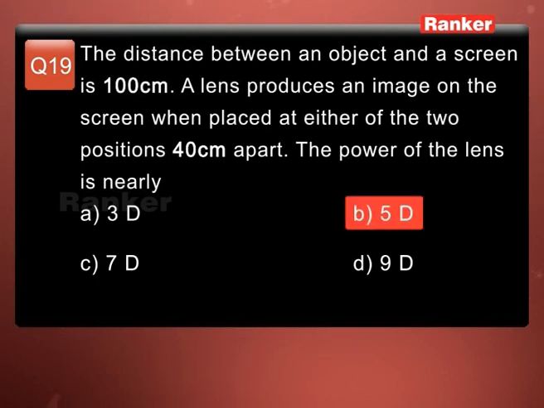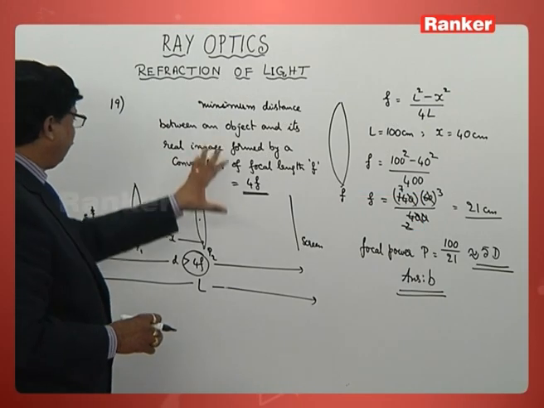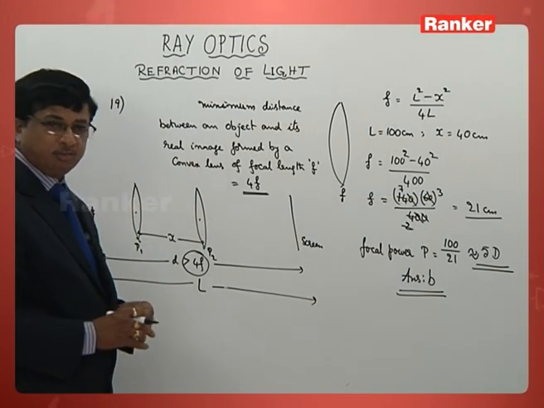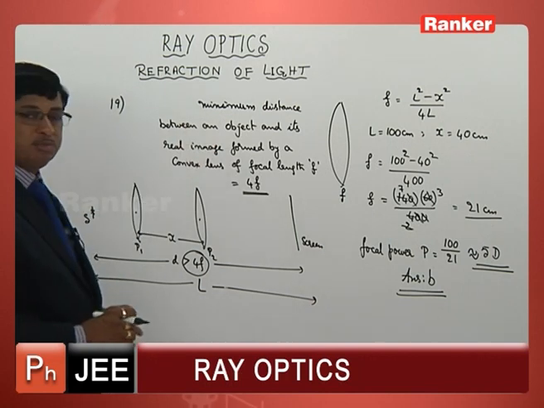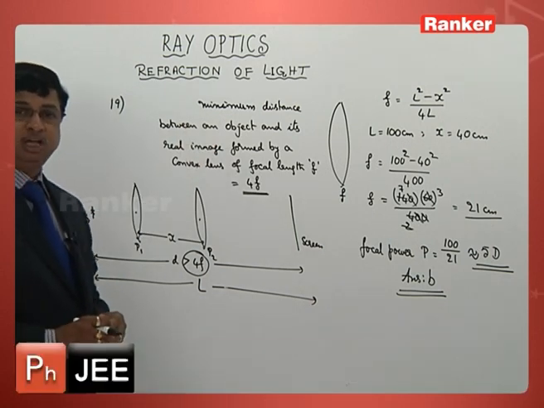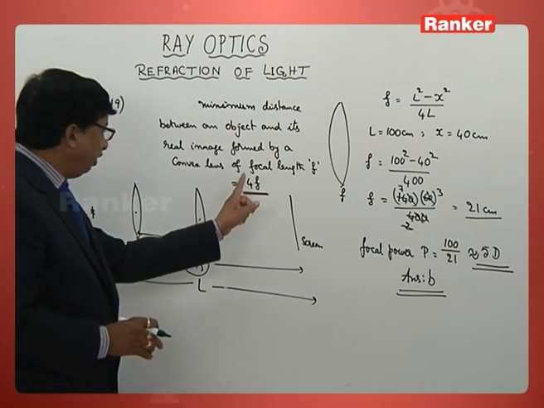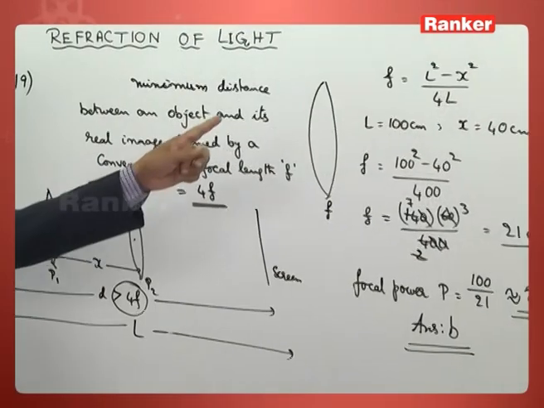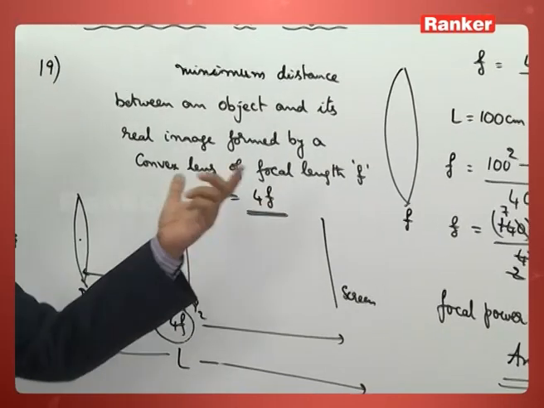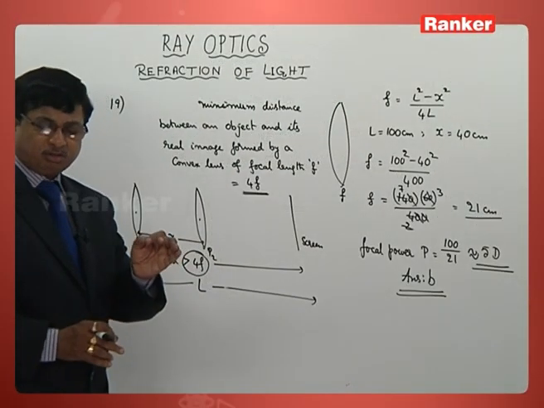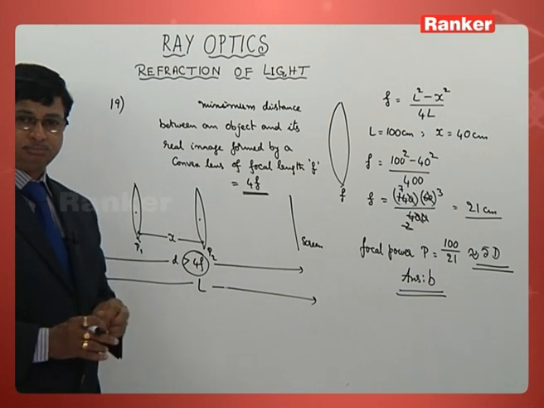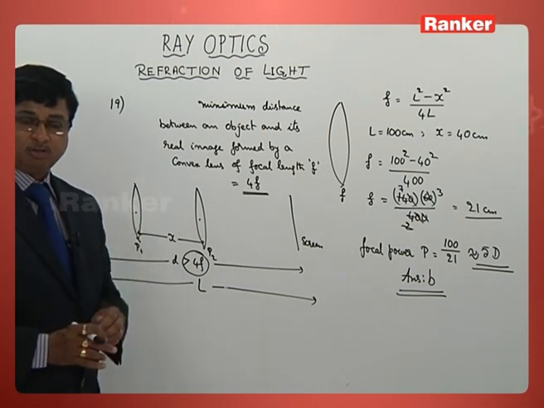That is the concept. What we should understand in this particular method is, what is the minimum distance between an object and its real image formed by a convex lens of focal length f? It will be 4f. So the distance mentioned here as 100 centimeter must at least be equal to 4f. That is the concept you should understand.